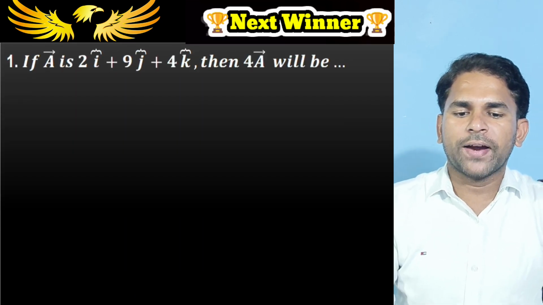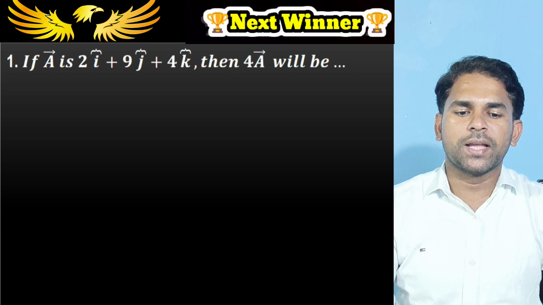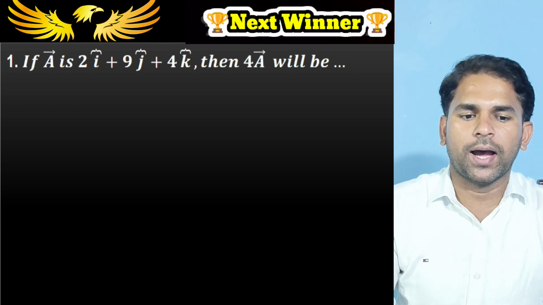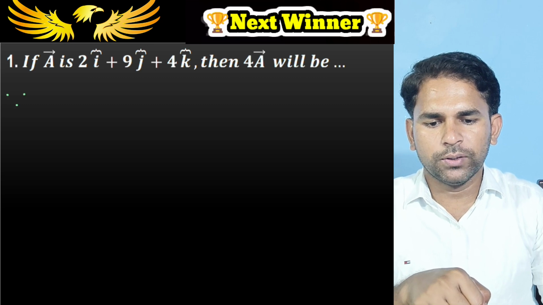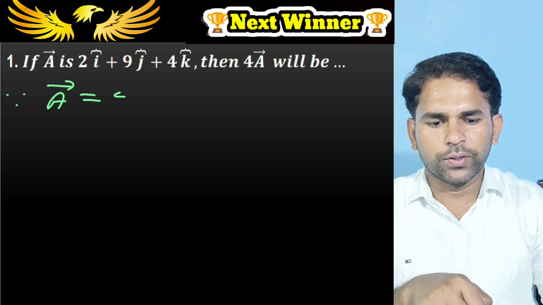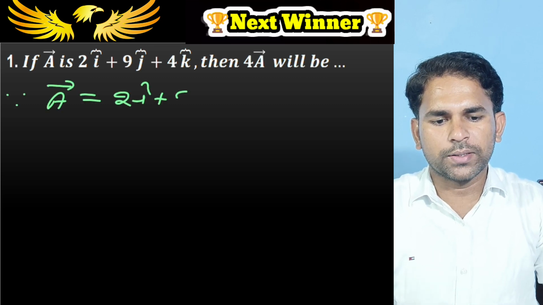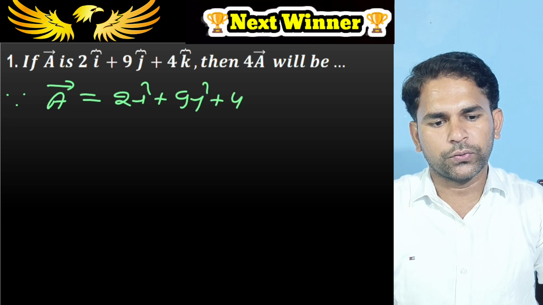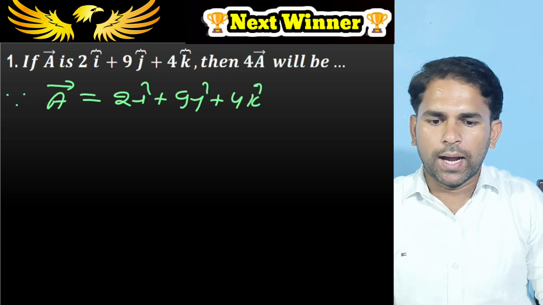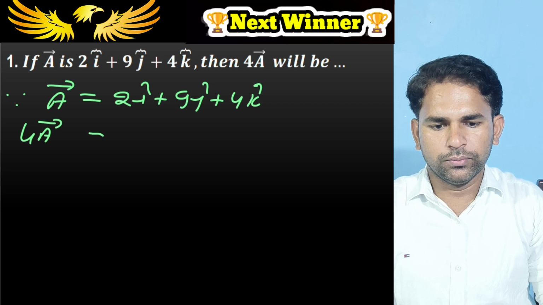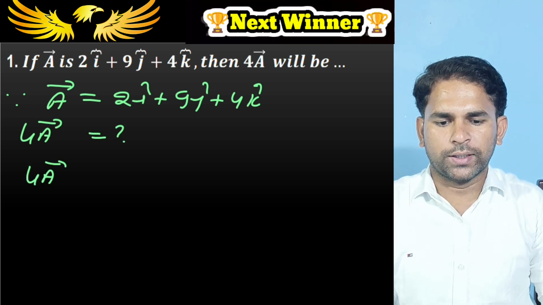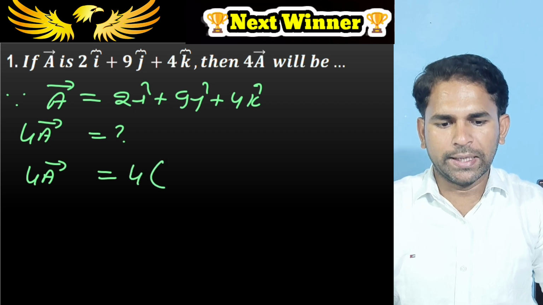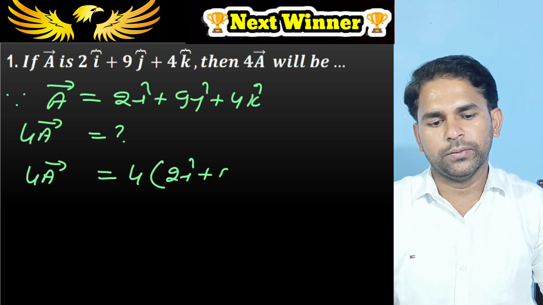It is given that vector A is 2i cap plus 9j cap plus 4k cap, and it asks for the value of 4 into vector A. So first, what is given? Vector A is equal to 2i cap plus 9j cap plus 4k cap, and we are asked the value of 4 into vector A. So simply we can write 4 into vector A is equal to 4 multiplied by the value of vector A. Very simple.